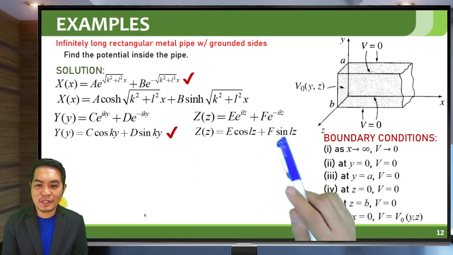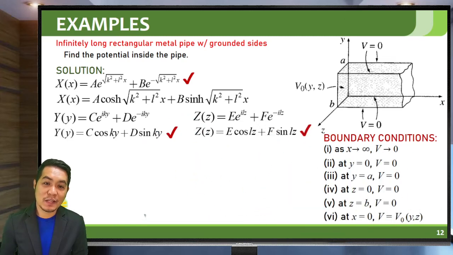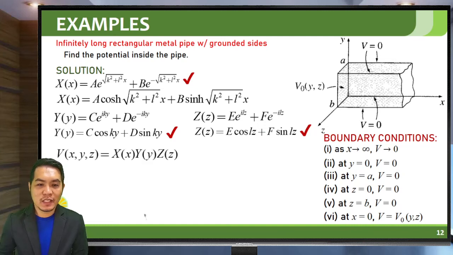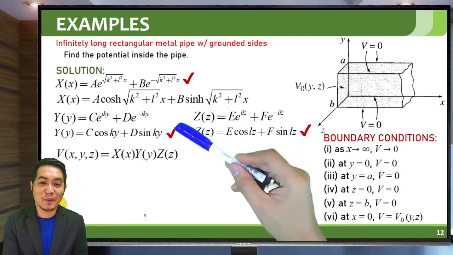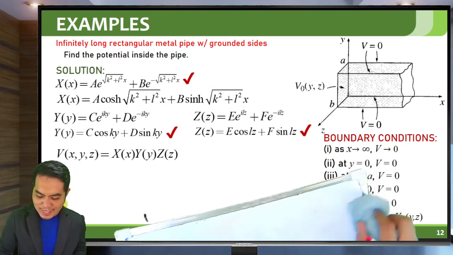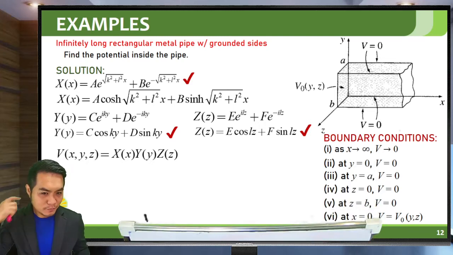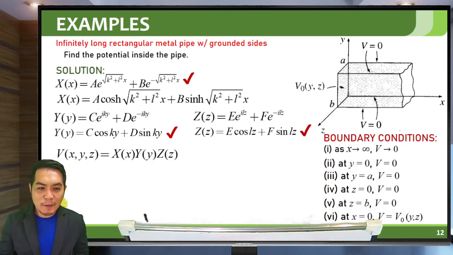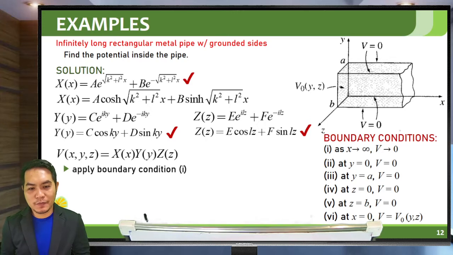And similarly for z, we also need to use the sinusoidal form. So our potential will now be a combination of these three. I will no longer write this because it is very long. You can also do the same, provided that you specify what your x solution, y solution, and z solution are. Okay, so let's apply the first boundary condition.